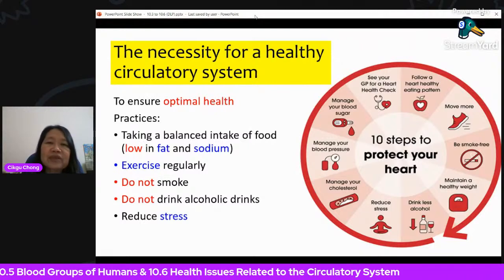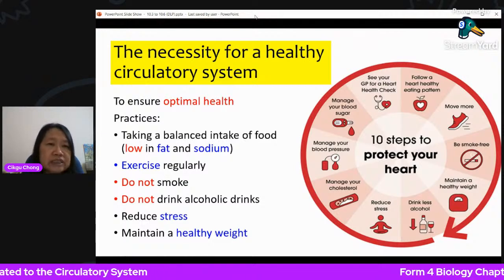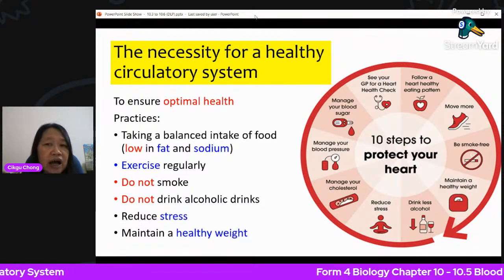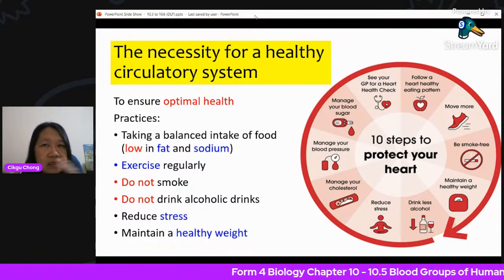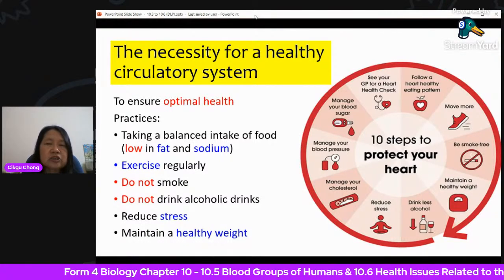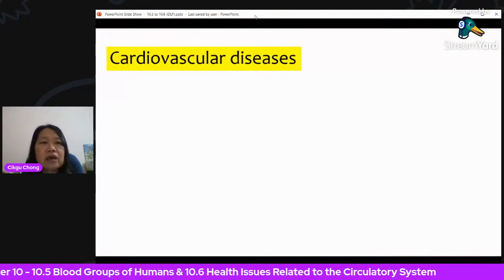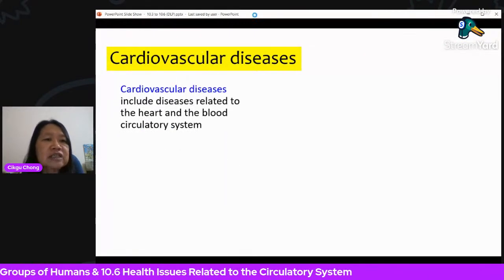All right, next. Also maintain a healthy weight, right? Because if you are overweight, obese, and so on, it's going to complicate things. Your heart will find it very difficult to pump blood into your entire body that is so big. So your heart will be working overtime. You're stressing your heart. Okay, look at the cardiovascular diseases.